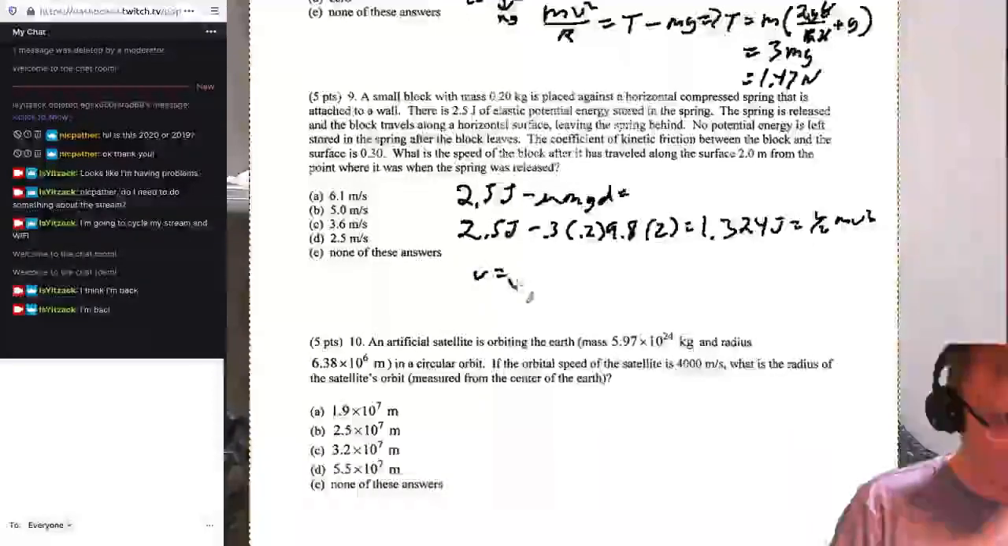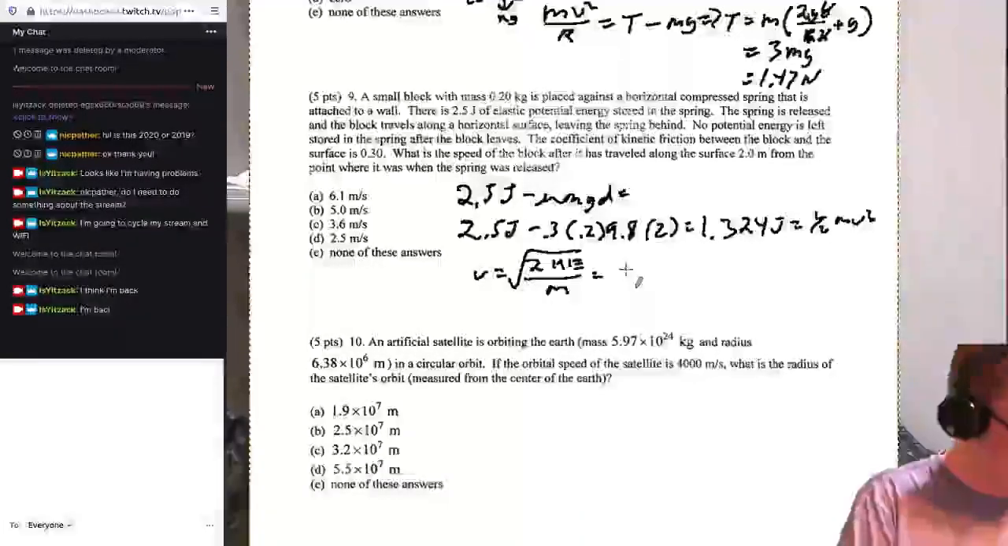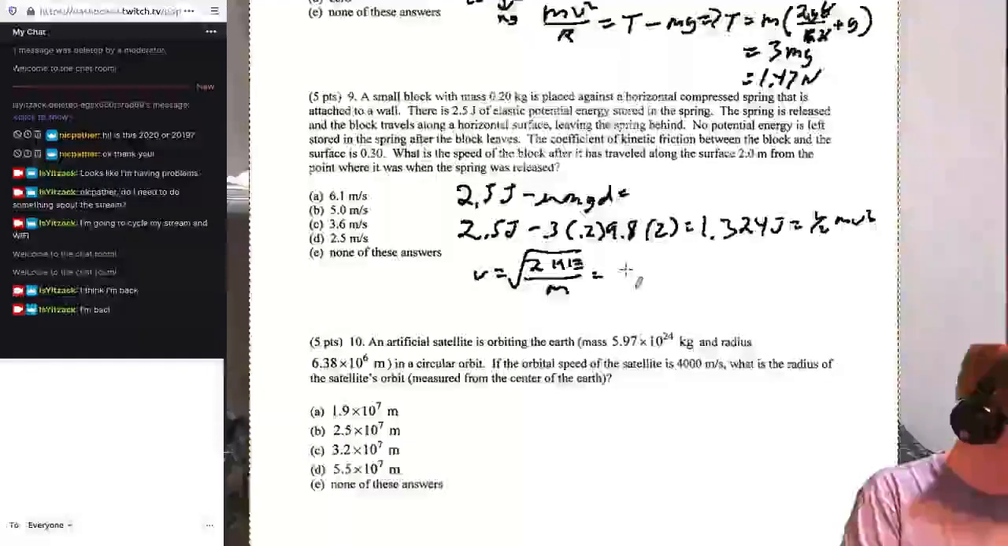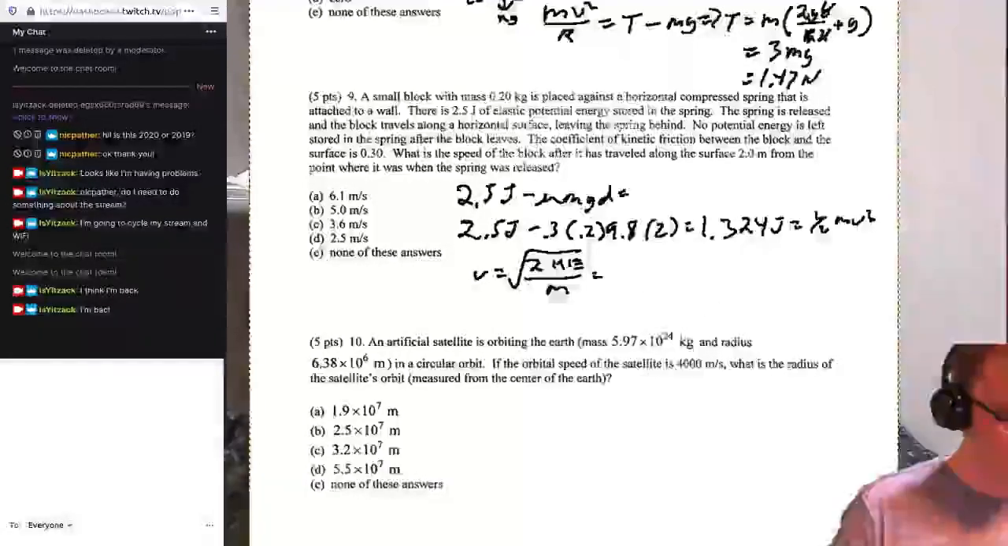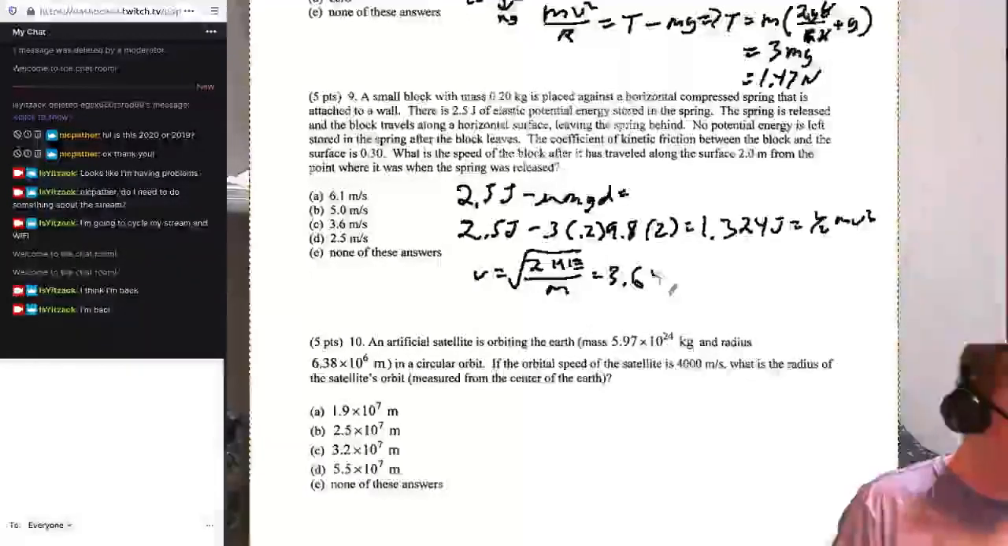And v is equal to the square root of 2 kinetic energies divided by mass. Punch in our numbers: square root of 2 times 1.324 divided by a mass of 0.2 kilos, which is 3.64 meters per second.